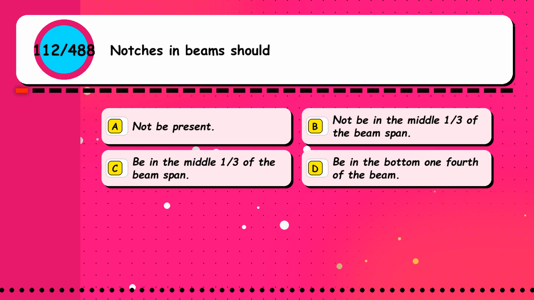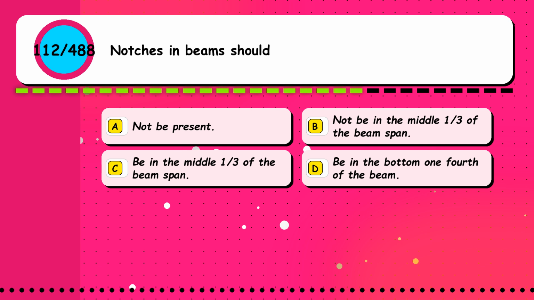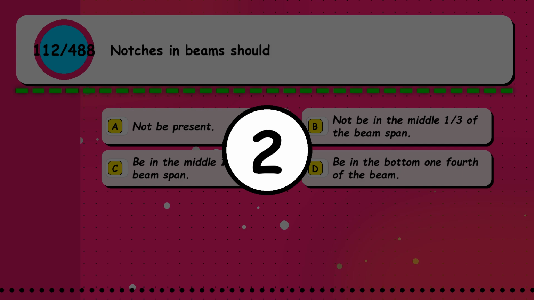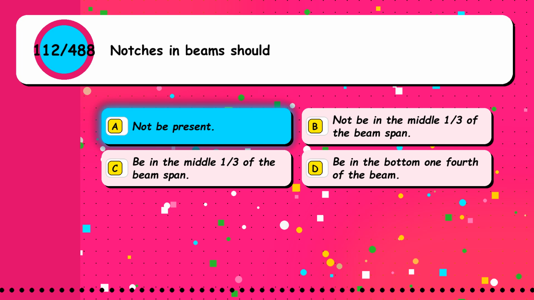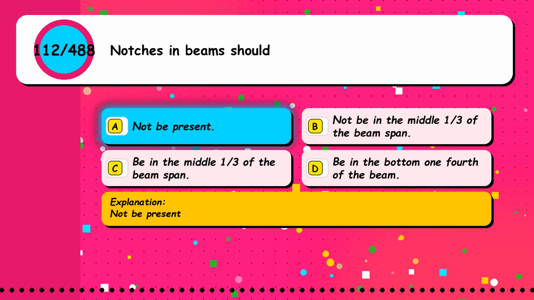Question 112. Notches in beams should: Option A. Not be present. Option B. Not be in the middle 1/3 of the beam span. Option C. Be in the middle 1/3 of the beam span. Option D. Be in the bottom 1/4 of the beam. The correct answer is option A. Not be present.